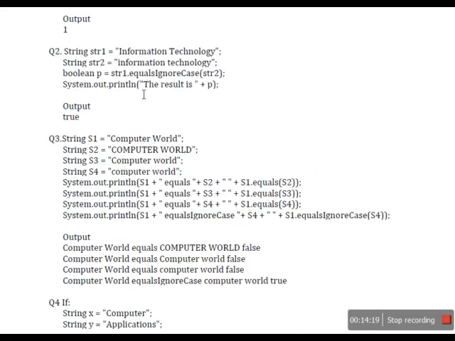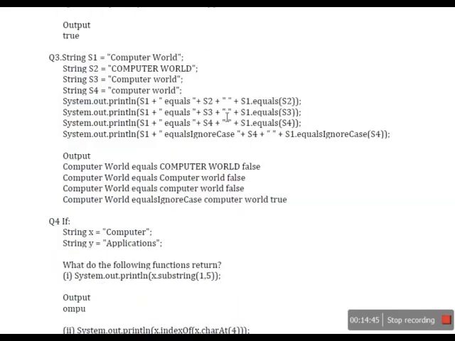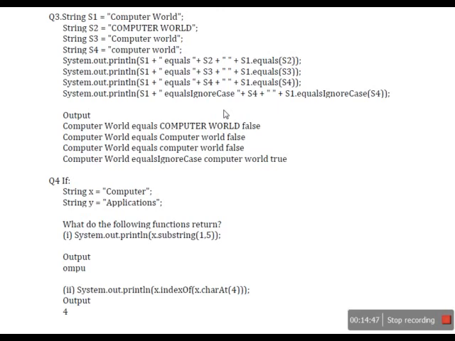Next up, we are using this boolean p equal to string str1 dot equalsIgnoreCase str2. That means we are comparing this element with the next element, and the value will be true or false. Why? Because we have used the boolean here, and then we have printed the result, so the value returned will be true.